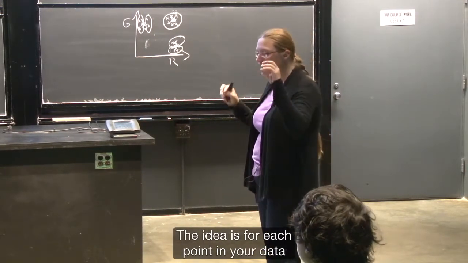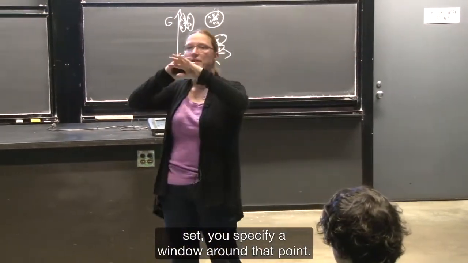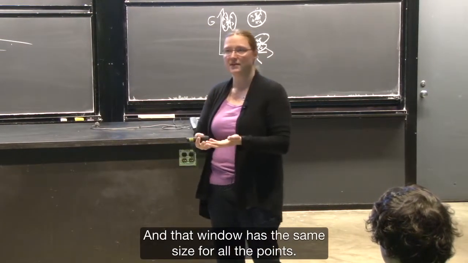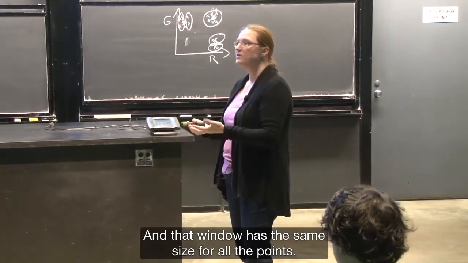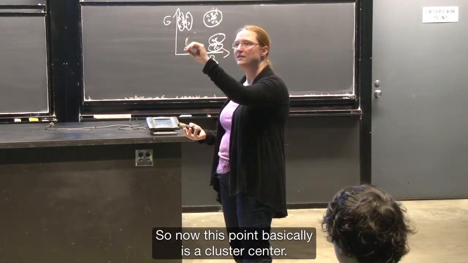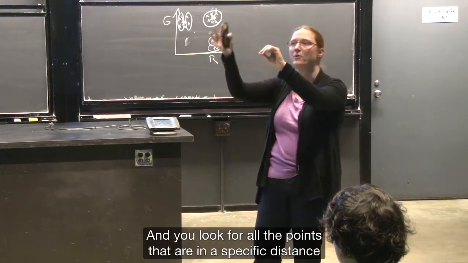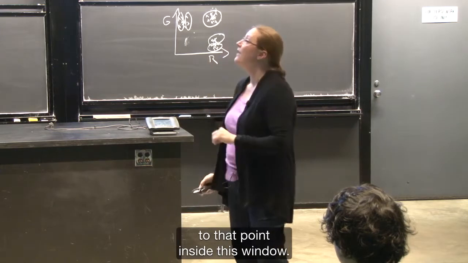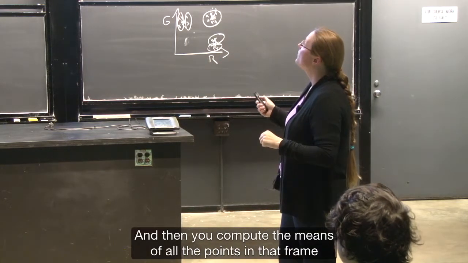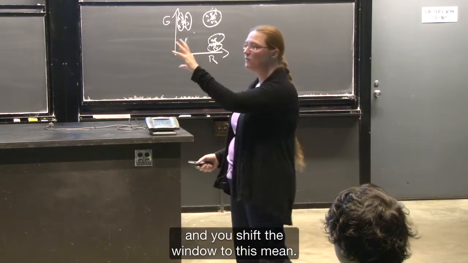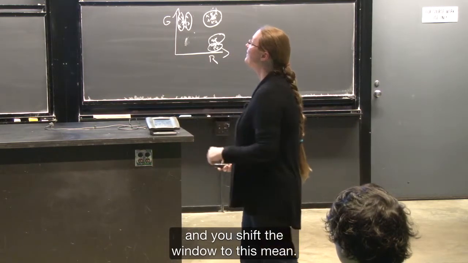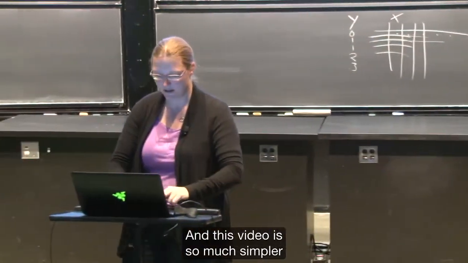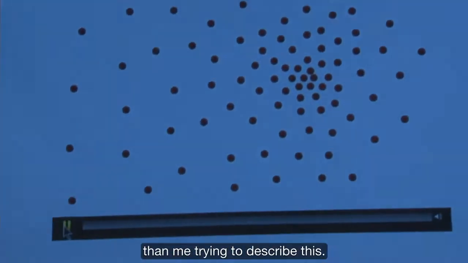The idea is for each point in your data set, you specify a window around that point. And that window has the same size for all the points. Now this point is basically a cluster center, and you look for all the points that are within a specific distance to that point, inside this window. And then you compute the mean of all the points in that frame, and you shift the window to this mean. And then you repeat this until convergence. And this video is so much simpler than me trying to describe this.